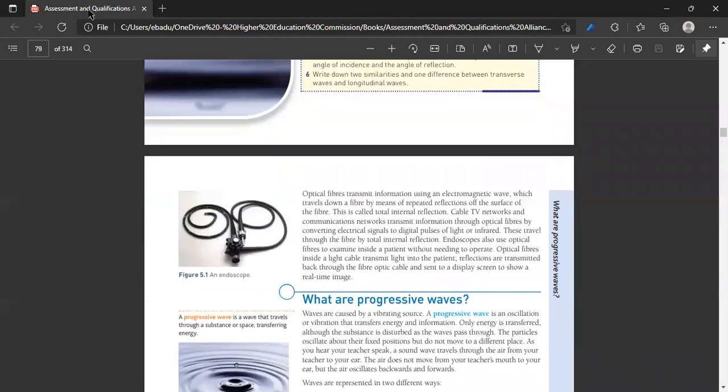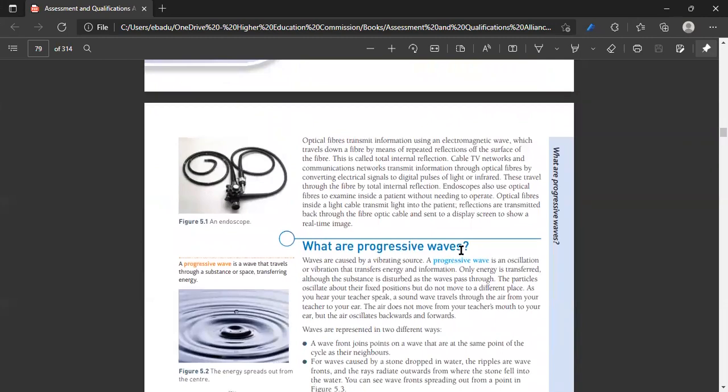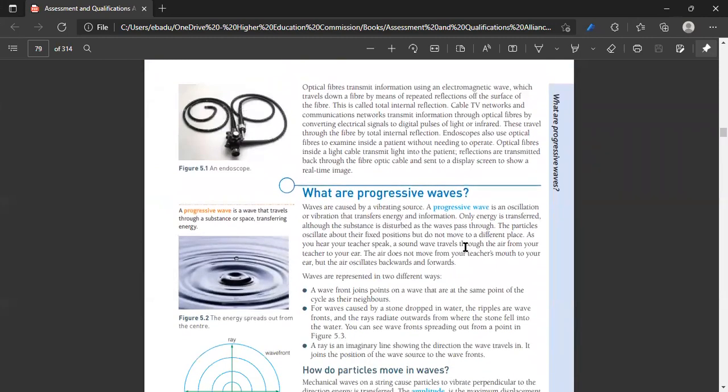So that's what we've discussed, what a wave is. The book says that waves are basically something caused by a vibrating source. So this means that waves are generated from an energy source, and the waves are causing the energy to transfer and spread out.